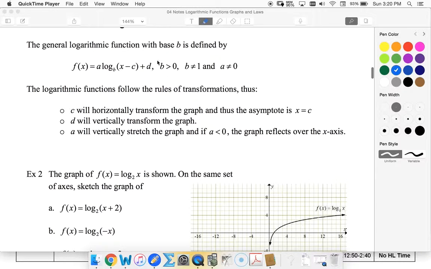So our base here always has to be positive. It's not going to be equal to 1. Our a value is not 0 because then we wouldn't have a log function anymore.